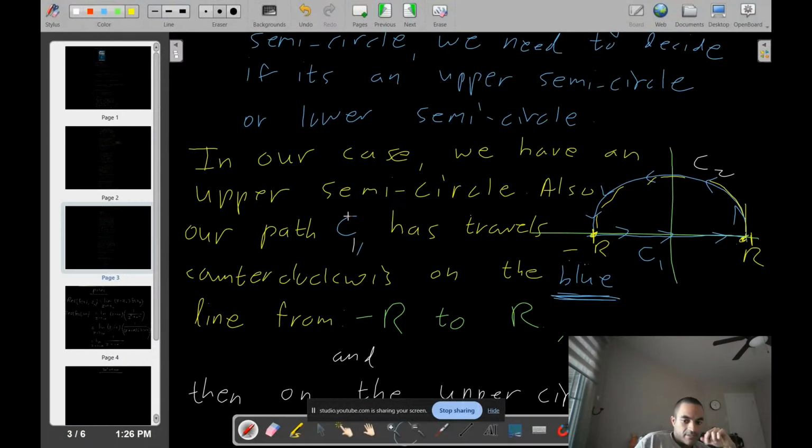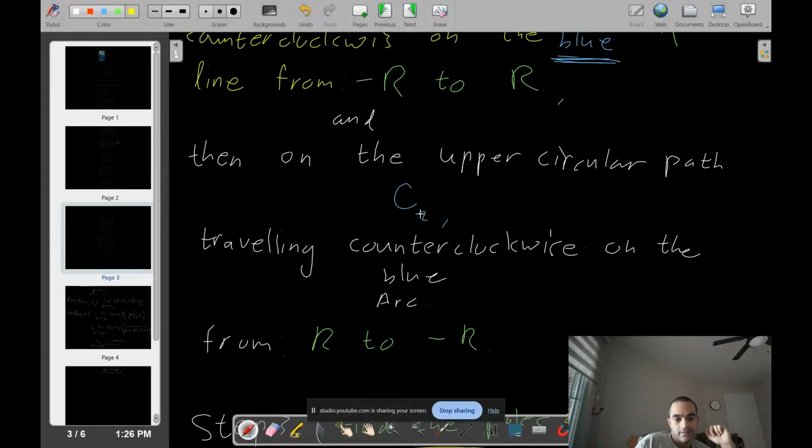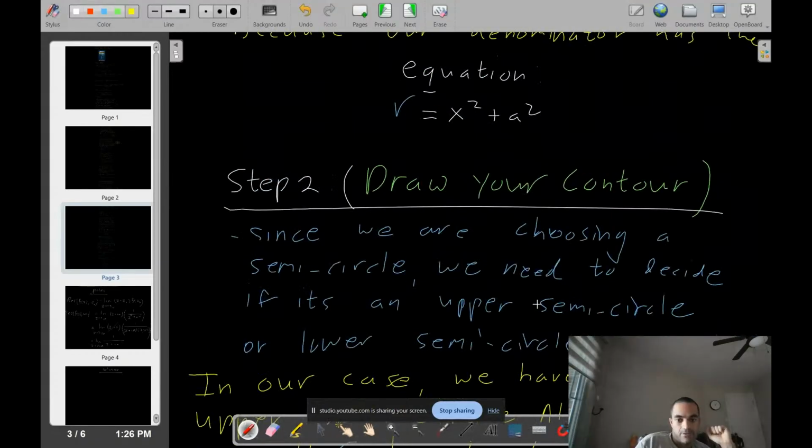Travel counterclockwise on the blue line and the blue arc. And I mentioned C2. I just wrote this down for anyone who wants to read it: travel counterclockwise on the blue arc, r to negative r. So that's step two.